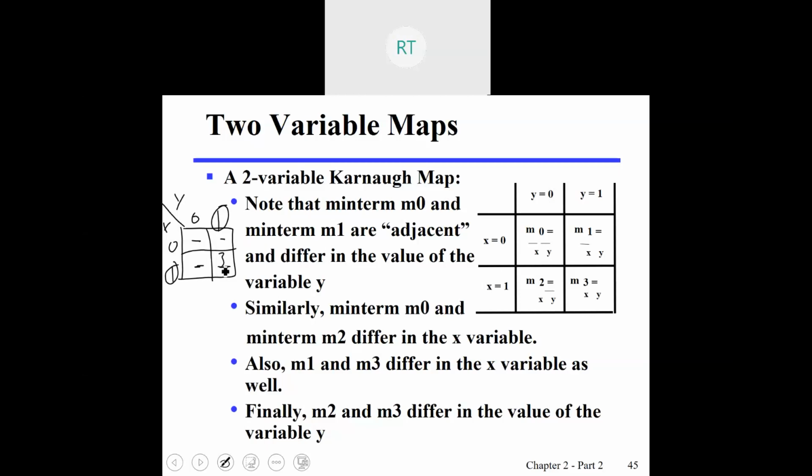Now I get it. You want me to repeat? Anyone else, please, or it is clear? This is the K-map. This is a 2-variable K-map because I have only 2 variables.